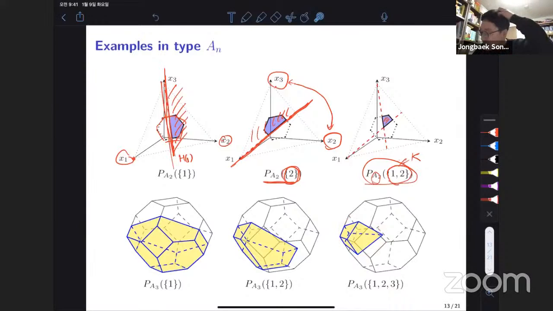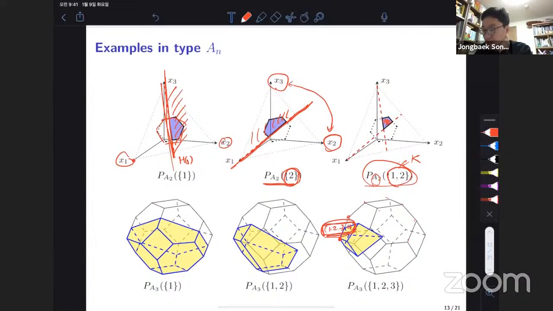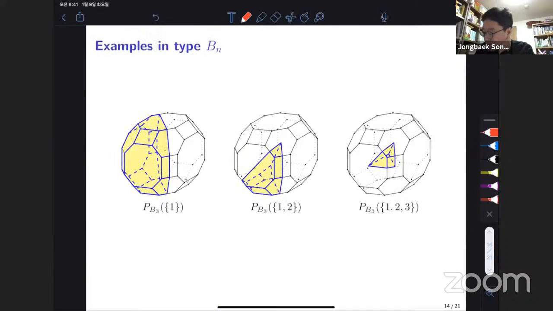So what do I mean by identity component? I first begin with 1, 2, 3, 4, and then take the Weyl group action on it. So I have a bunch of vertices, but this is 1, 2, 3, 4 for the identity element, and then this cube is the component corresponding to this identity element. And this is again a cube, a two-dimensional cube, for {1, 2, 3}.